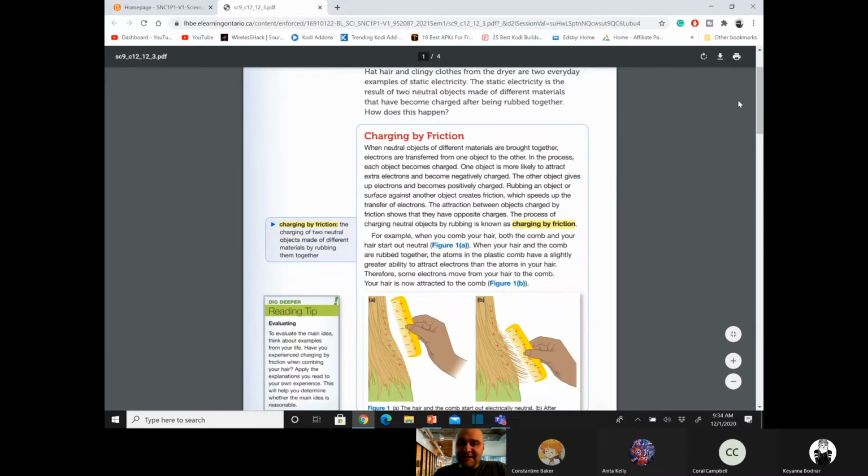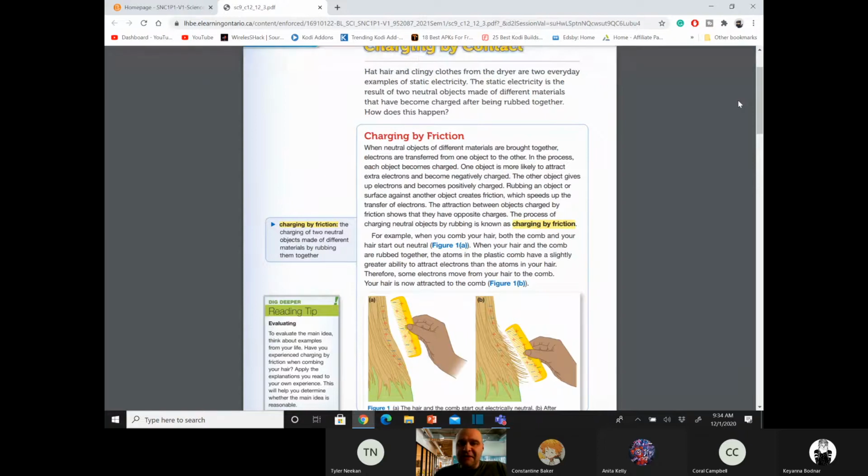Okay, good. Charging by friction is in here. So the first one's charging by friction. This is probably the easiest one, probably the one we've come in contact with the most. When neutral objects of different materials are brought together, electrons are transferred from one object to the other. In the process, each object becomes charged.